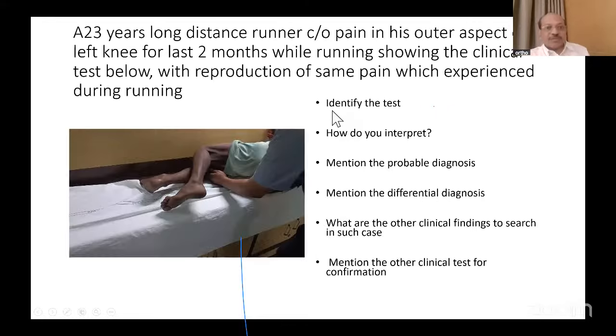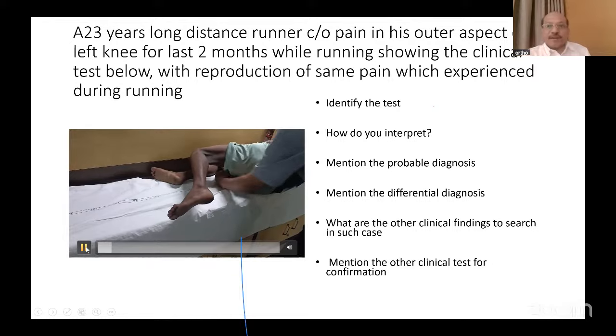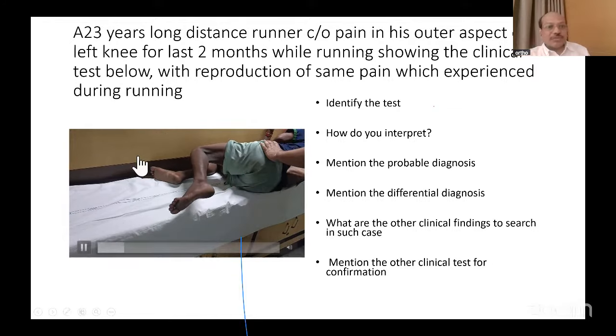Why? Now coming to the subsequent one. See the same video, it is given. So this is a 23 years old long distance runner complaining of pain in the outer aspect of the left knee for the last 2 months while running, showing the clinical test below. This clinical test reproduces the same pain which he experienced during the running.